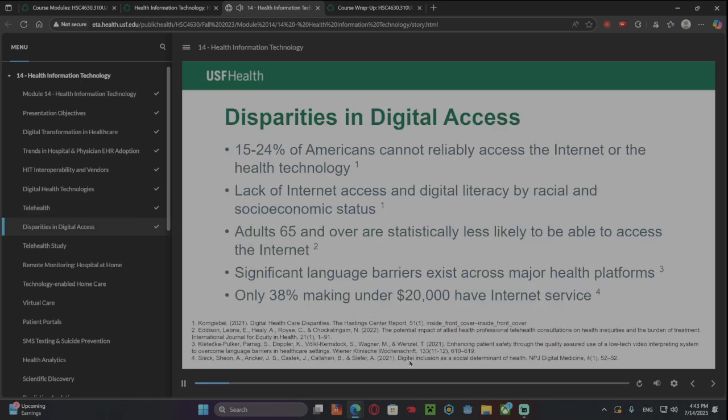However, there are disparities in digital access. Between 15 and 24% of Americans cannot reliably access the internet or health technologies. The lack of internet access and digital literacy by racial and ethnic status is significant. Adults 65 and over are statistically less likely to be able to access the internet. Significant language barriers exist across major health platforms, and only 38% making under $20,000 have internet service.